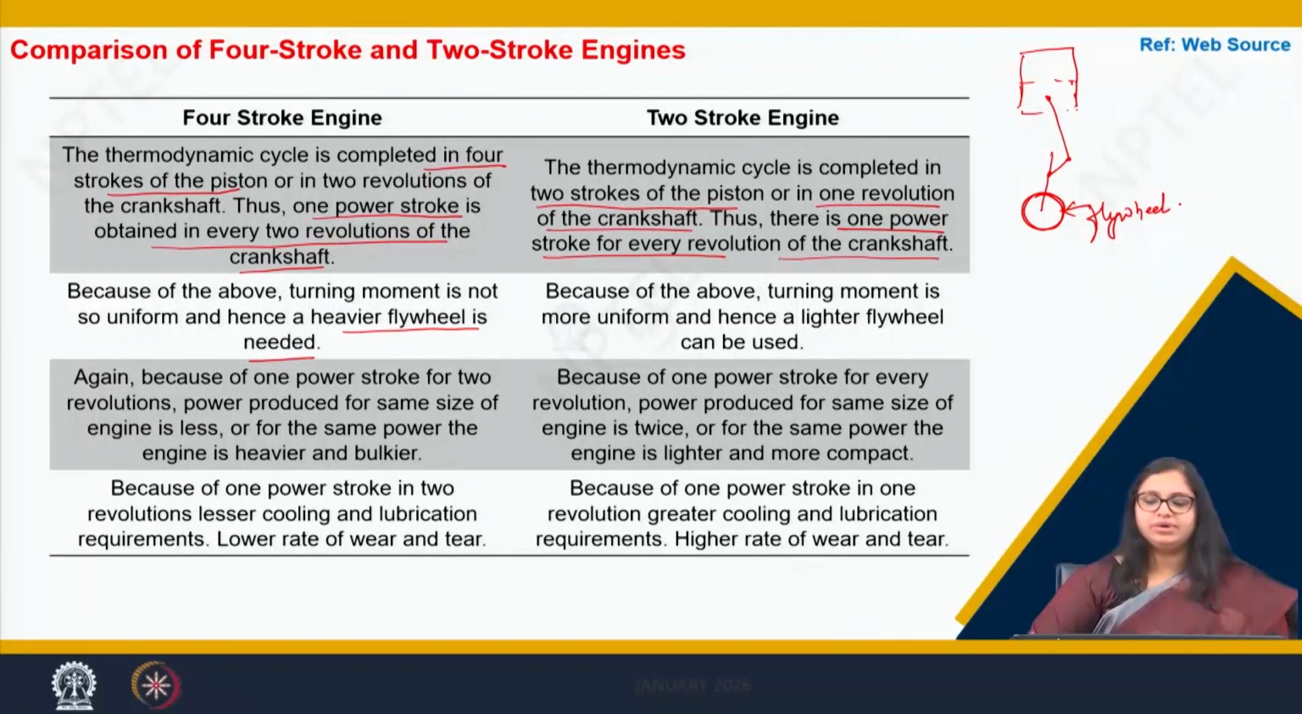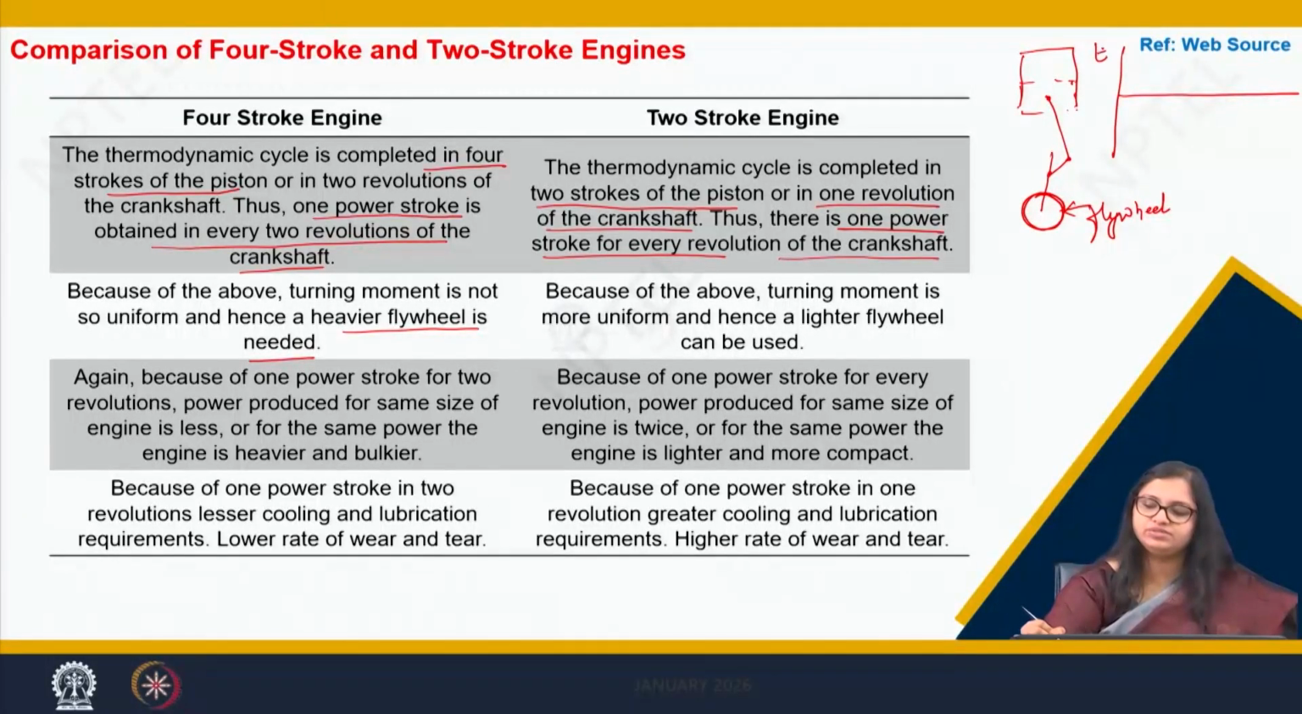As I mentioned, there are 3 unproductive strokes in a 4-stroke engine, and only 1 productive stroke. However, in a 2-stroke engine there is 1 unproductive stroke and 1 productive stroke, because all the processes get completed in 2 strokes. Now how do we see that this turning moment is not so uniform in a 4-stroke engine? What do we understand by this turning moment?